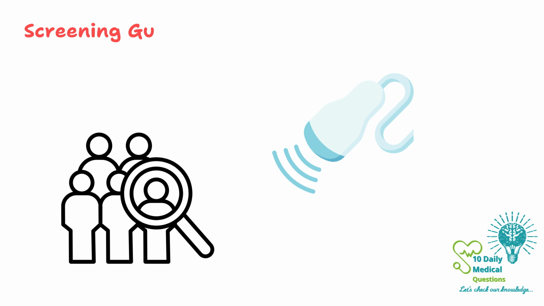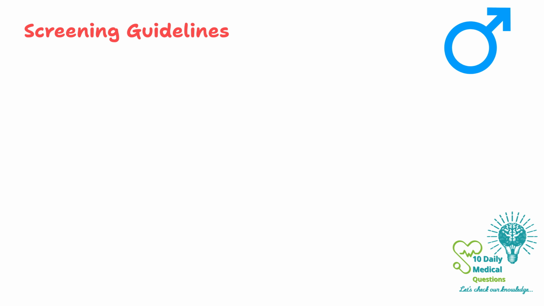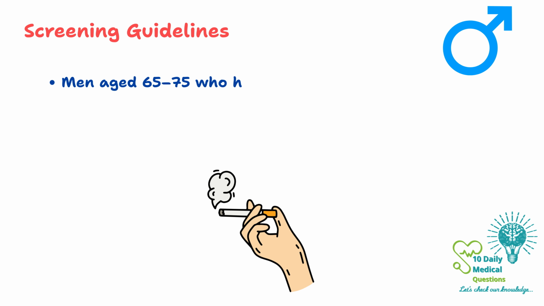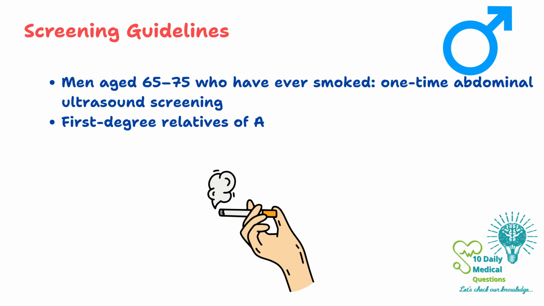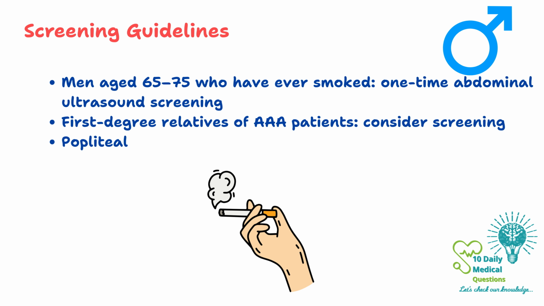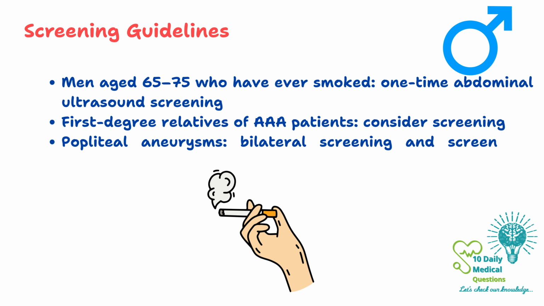Screening guidelines. Screening is essential to catch aneurysms early. A one-time abdominal ultrasound is recommended for men aged 65 to 75 who have ever smoked and first-degree relatives of AAA patients. If a popliteal aneurysm is found, always screen both legs and the abdominal aorta.